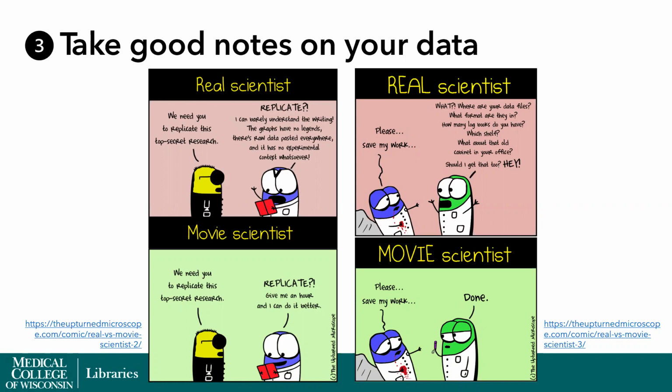In these two examples, we've got a real scientist versus a movie scientist. In the cartoon on the left, someone says, we need to replicate this top secret research. And the real scientist says, replicate? I can barely understand the writing. The graphs have no legends. There's raw data posted everywhere and it has no experimental context whatsoever. But in a movie, if the same scenario happened, the scientist would just say, replicate it? Give me an hour and I can do better.